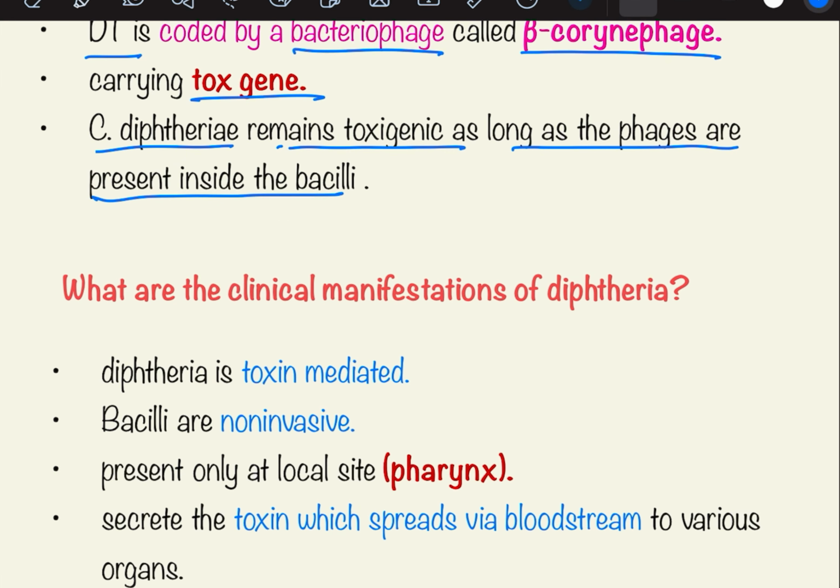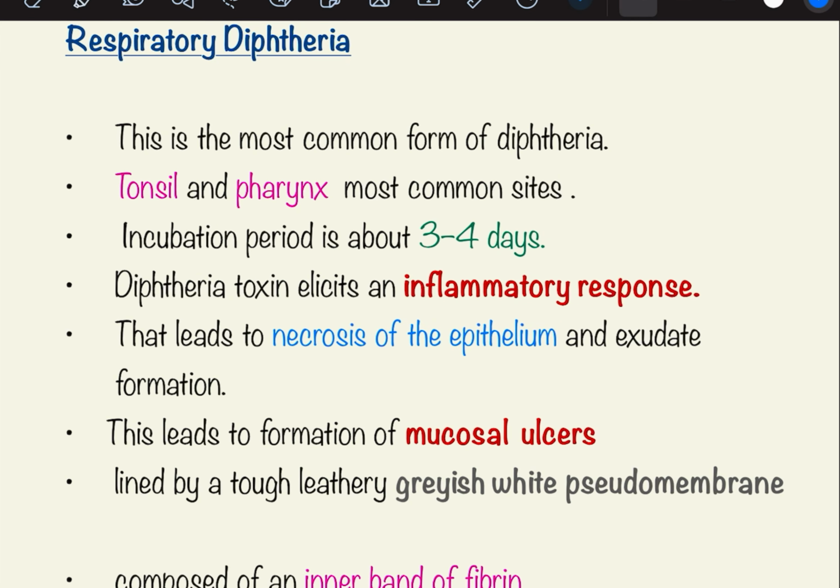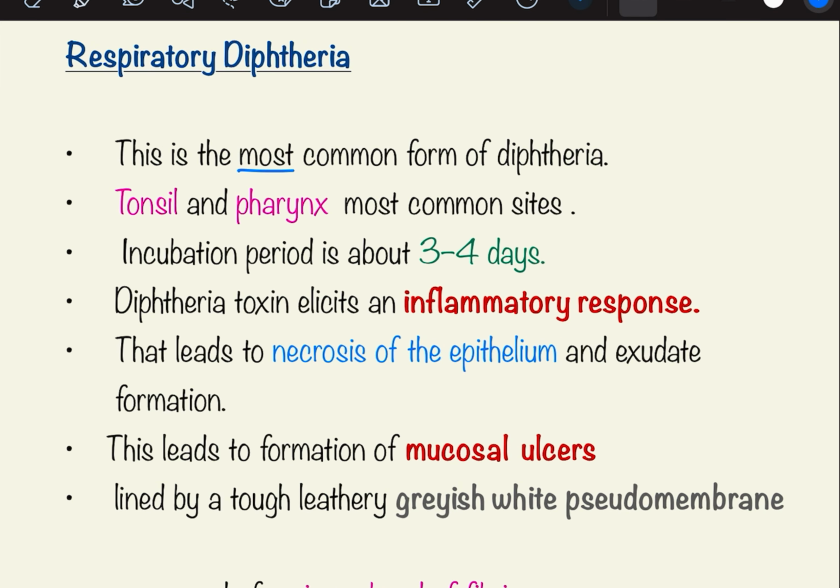What are the clinical manifestations of diphtheria? Diphtheria is toxin mediated. It is not directly caused by the organism but by the toxin released by it. The bacilli are non-invasive, remaining at the local site like the pharynx, but the toxin is secreted into the bloodstream and spreads to various organs. Coming to the main clinical manifestation, respiratory diphtheria is the most common form. The tonsil and pharynx are the most common sites.